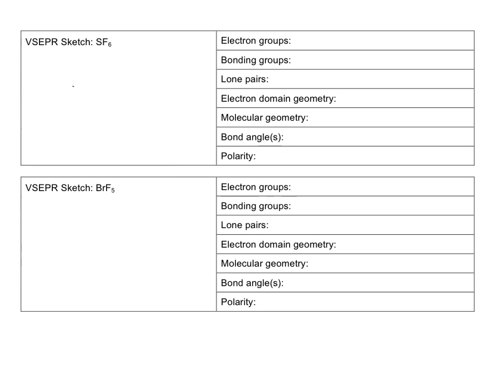All right, now let's do SF6. So we have sulfur here, a fluorine up here, fluorine down here.